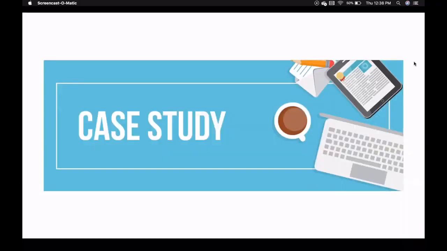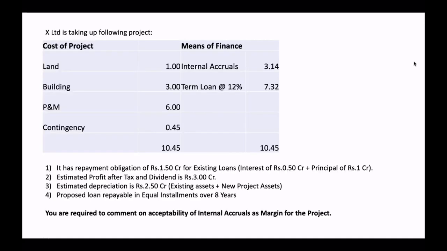This case is related to internal accruals as margin for term loan project. Have a look at this. X Limited is taking up the following project. So they are investing on land. Let's say the figures are in crores. Land 1 crore, building 3 crores, plant and machinery 6 crore. Contingency is 0.45 crore. So the total cost is 10.45. They have requested a term loan of 7.32 crore.